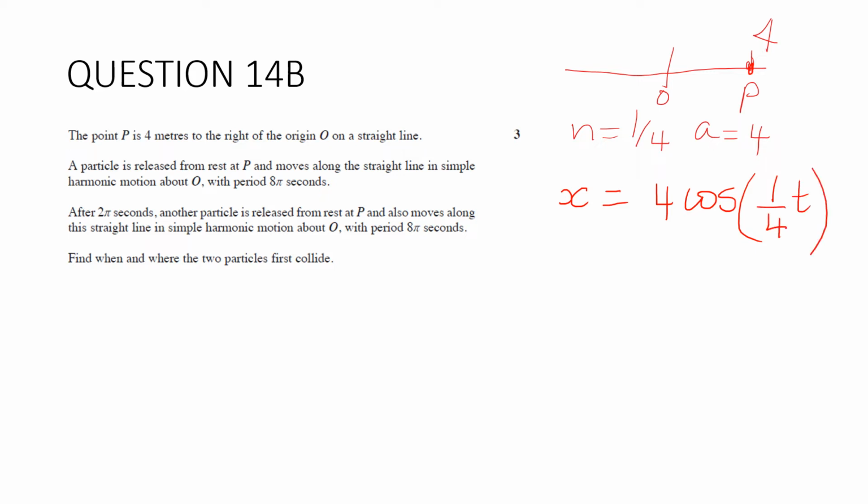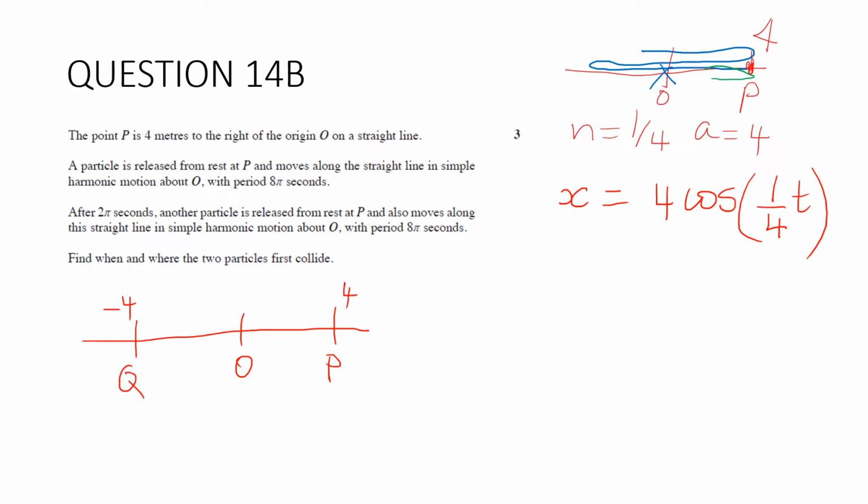All right, now let's look at the other particle. So our first particle, let's do a colour for it. It's going like this. And then our second particle, after 2π seconds, this particle is sitting here. It's released. Let's do green. And it does the same thing, basically. All right, let's draw this out. Here's P. We'll call this Q, and they're 4 and -4.